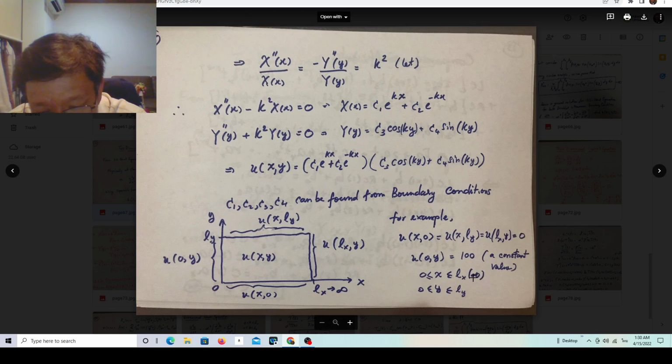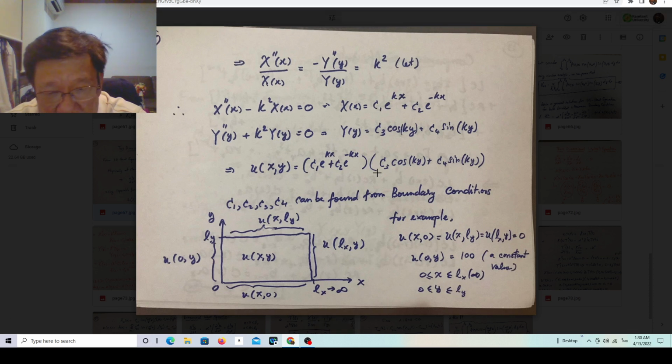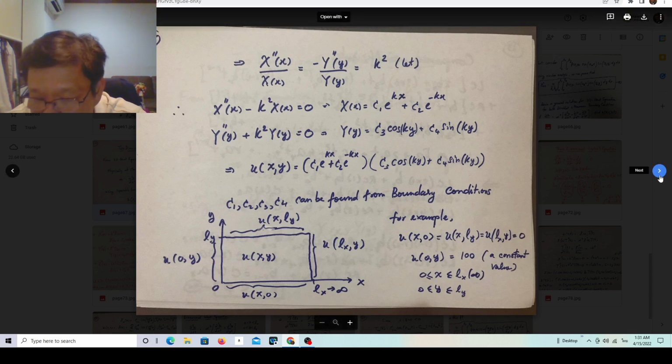So in this case, suppose that L sub x is approaching infinity, which means that the x side, starting from 0, can reach positive infinity. But L sub y has some finite value, it's not reaching a very large infinity value. We're going to see how this condition affects what you're looking for, c sub 1, c sub 2, c sub 3, and c sub 4.